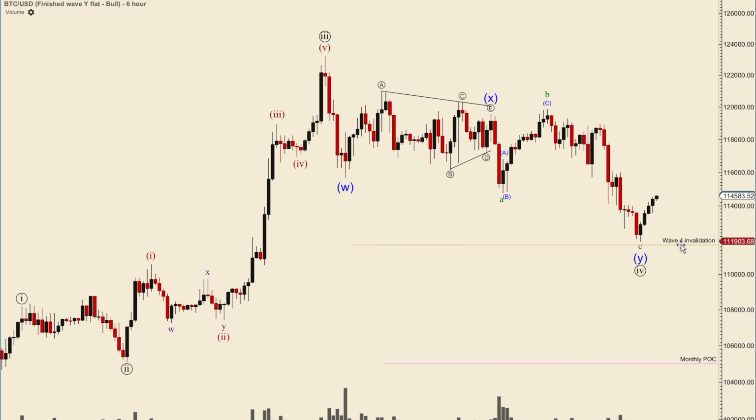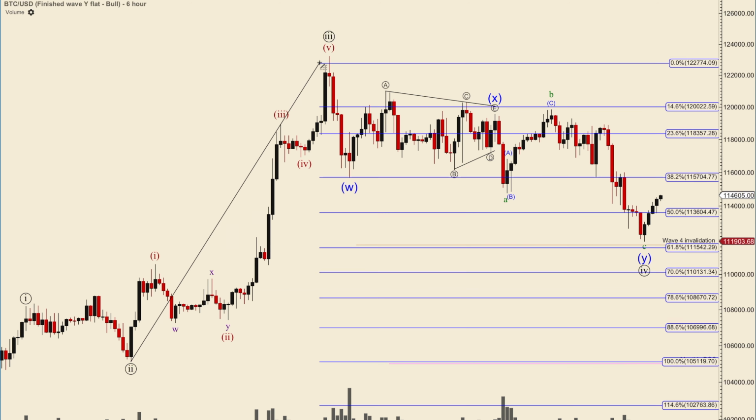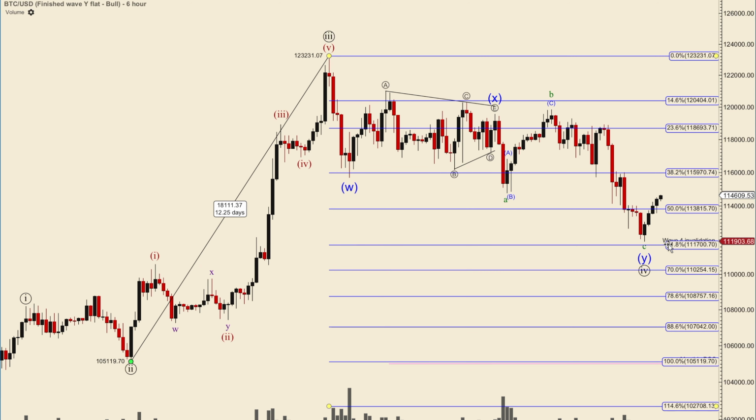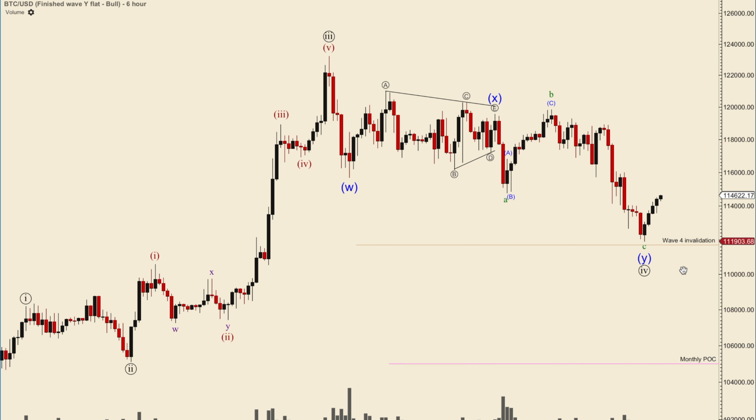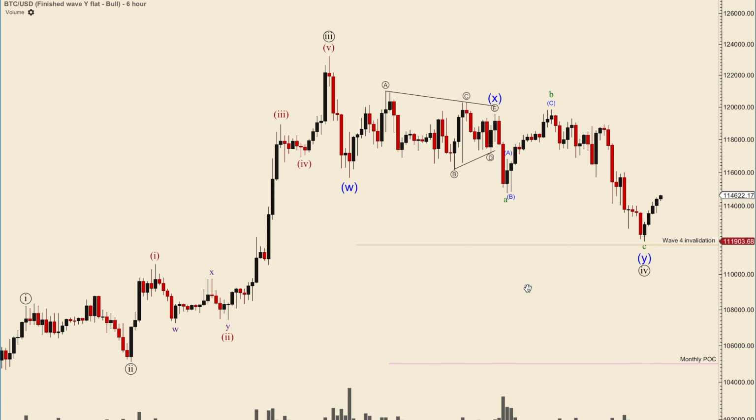But we need to be aware of this invalidation point, because that invalidates the 1, 2, 3, 4 you see here, wave 4, and then looking for wave 5. If we take the fib here from wave 2 to wave 3, you can see that 61.8 is an incredibly rare target for wave 4, which pretty much invalidates wave 4. So if we move below this, then this count goes out of the window.